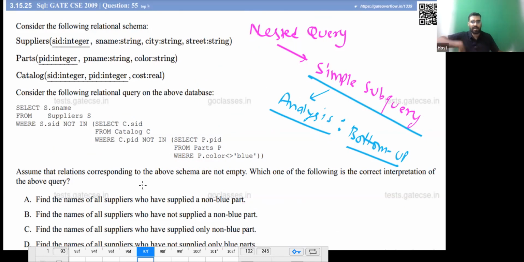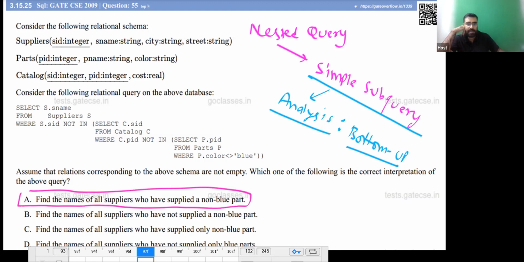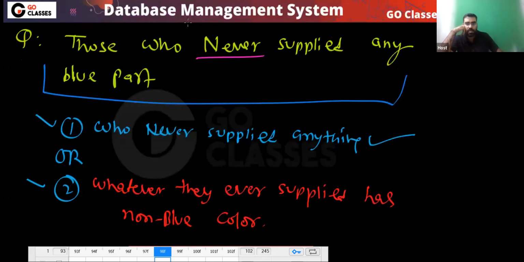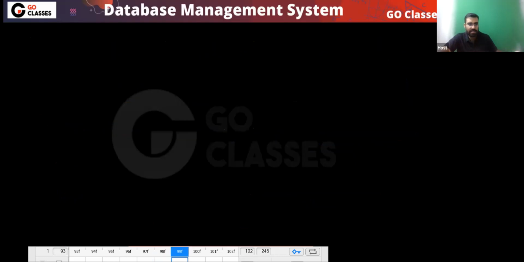Okay, a very simple question I'm asking. If I supplied one red part and one blue part, will I be in this answer? Yes, I will be. But will I be in the actual answer? No, I will not be in the actual answer. So if I supplied red, blue, very simple. Okay, this is what I'm saying. Let's assume there is a supplier.